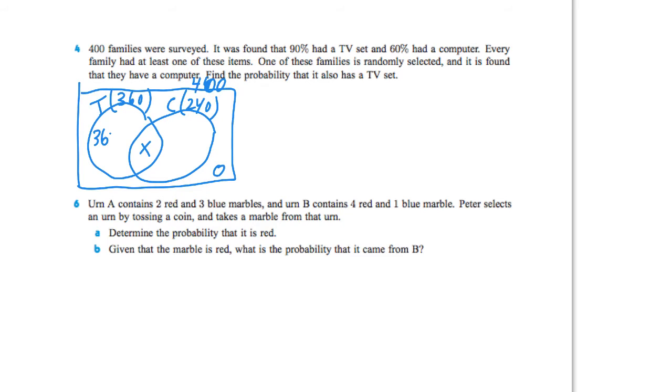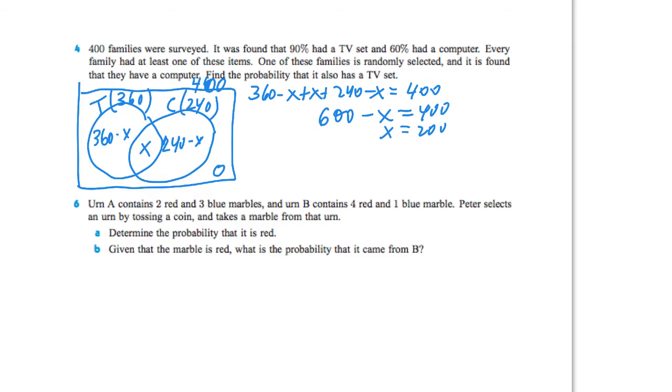360 minus x. 240 minus x. Do a little bit of algebra. 360 minus x plus 240 minus x, that all has to add up to 400. So this is 600 minus x equals 400. So x is 200. So let's put those in. If x is 200, that makes this 160, and that makes this 40.